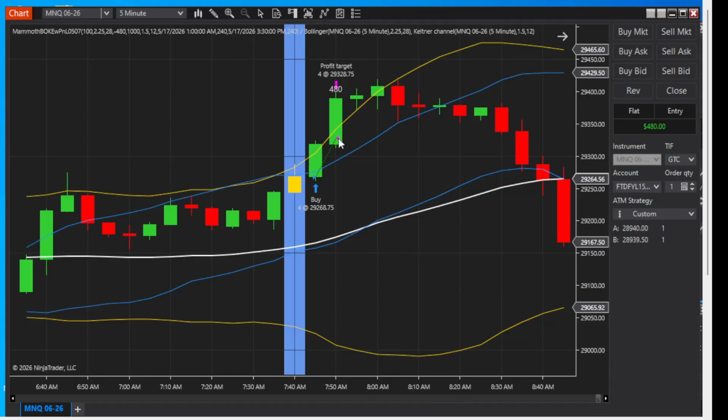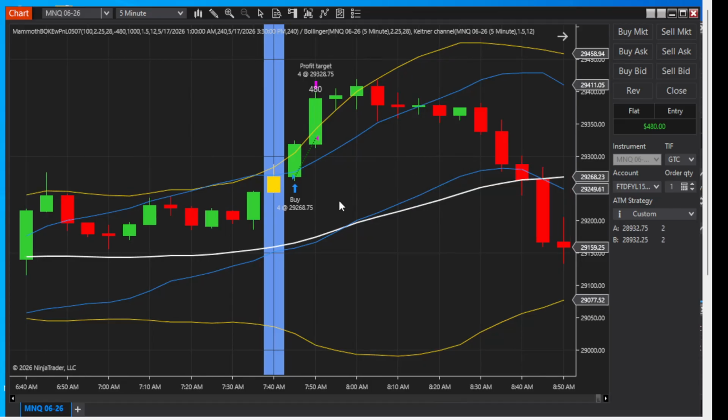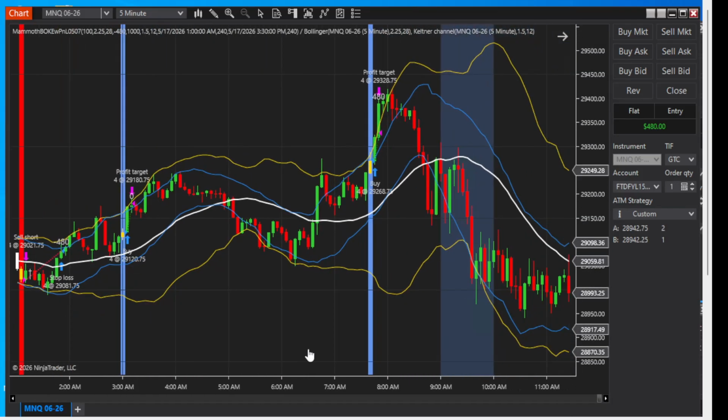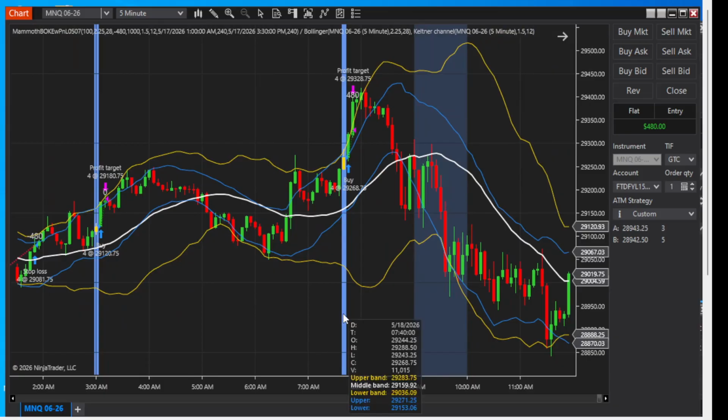and it hit the target right here for 240 ticks. I'm sorry, another condition is the mid band is trending up. So that is 7:40 a.m.